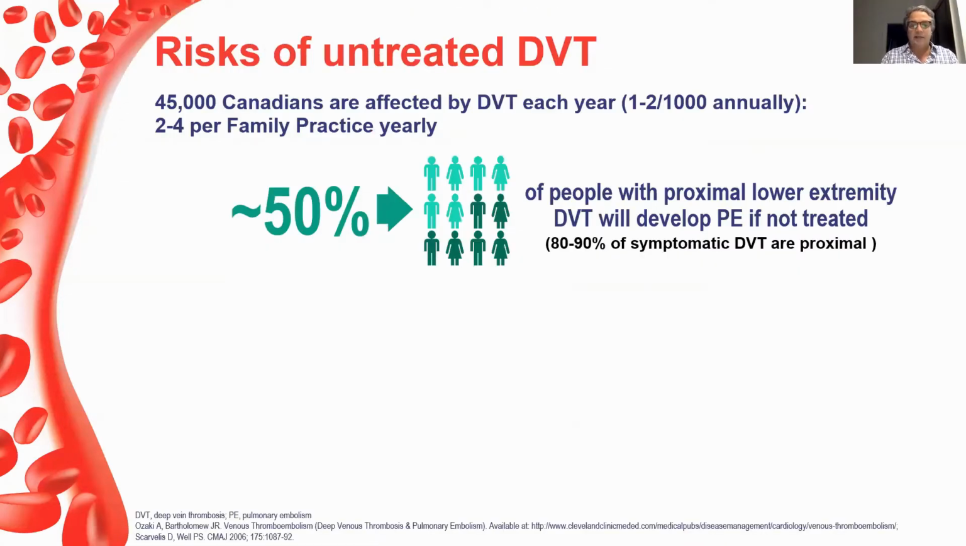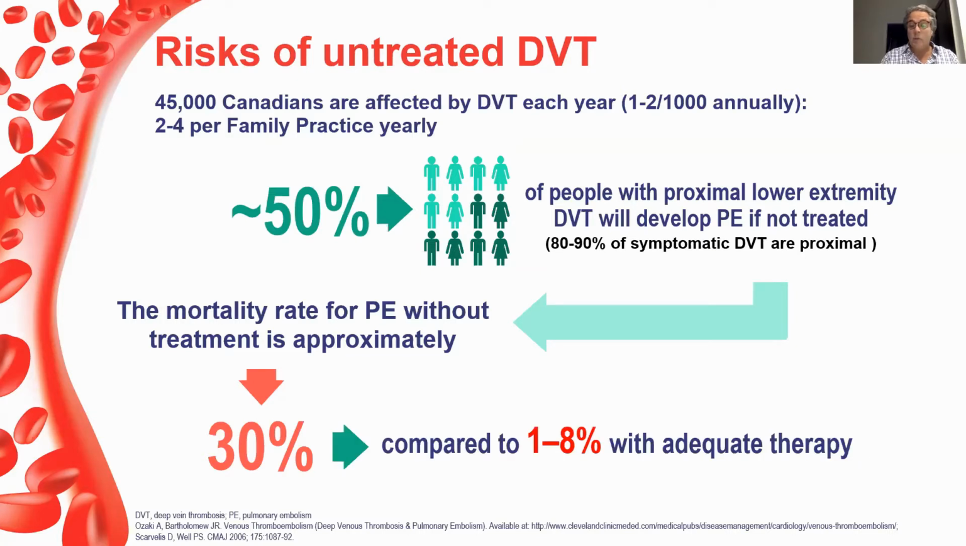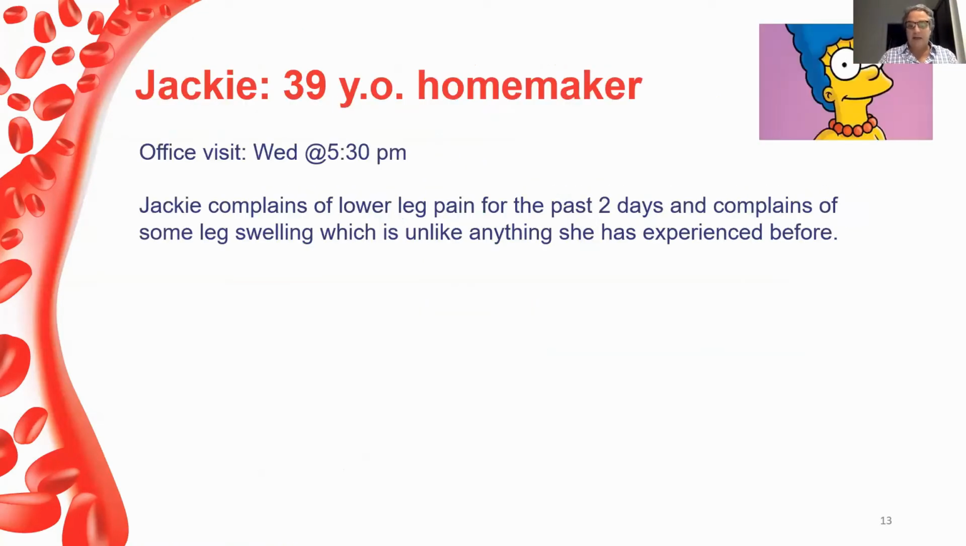Okay, so let's talk about VTE. 45,000 Canadians every year are affected by DVT. That's 1 to 2 per thousand annually. And let's put it in perspective of a typical family practice. A typical family doctor will see 2 to 4 yearly. So the problem is this: 50% will develop PE if they're not treated. If they're not treated, the mortality rate for a PE is 30%. Even with treatment, it's 1 to 8%, but significantly reduced. And obviously, that's the goal, is to treat and to prevent mortality.